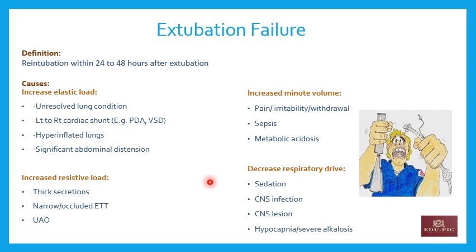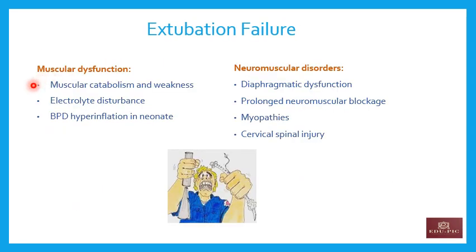The next category is decreased respiratory drive, like the patient is still deeply sedated, the sedation was not weaned properly, has a CNS infection or other CNS lesion, hypercapnia and severe alkalosis that will decrease the respiratory drive. Also, muscular dysfunction like muscular catabolism and weakness if the patient was not on proper nutrition during the ventilatory support. Electrolyte disturbance, we should revise that. And if the patient has bronchopulmonary dysplasia and hyperinflation, especially neonates.